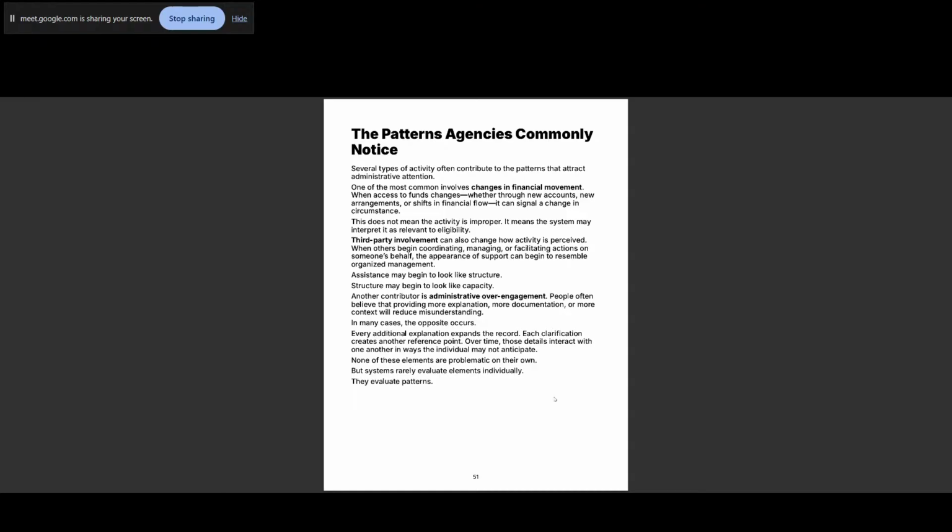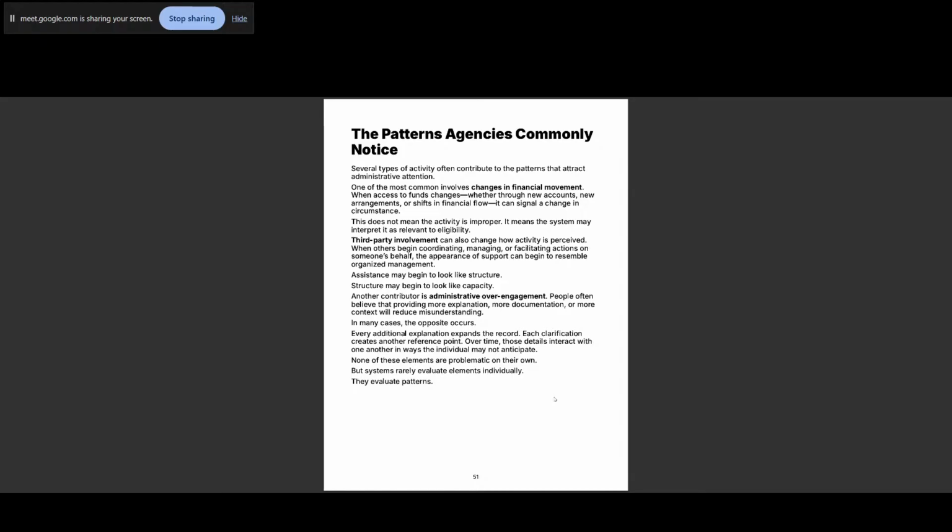Third-party involvement can also change how activity is perceived. When others begin coordinating, managing, or facilitating actions on someone's behalf, the appearance of support can begin to resemble organized management. Assistance may begin to look like structure. Structure may begin to look like capacity.